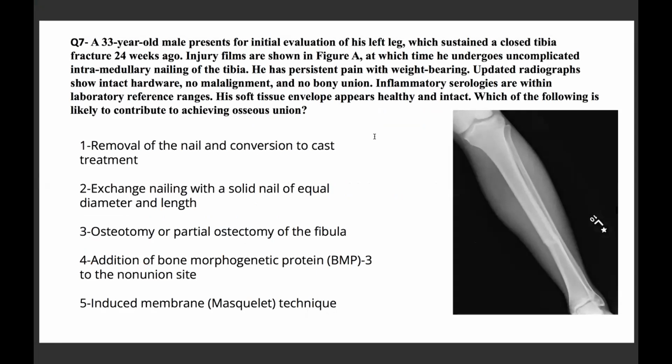A 50-year-old male presents for initial evaluation of his left leg, which sustained a closed tibia fracture 24 weeks ago. Injury films are shown in figure A, at which time he underwent uncomplicated intramedullary nailing of the tibia. He has persistent pain with weight bearing. Updated radiographs show intact hardware, no malalignment, and no bony union. Inflammatory serologies are within laboratory reference ranges. His soft tissue envelope appears healthy and intact. Which of the following is likely to contribute to achieving osseous union?